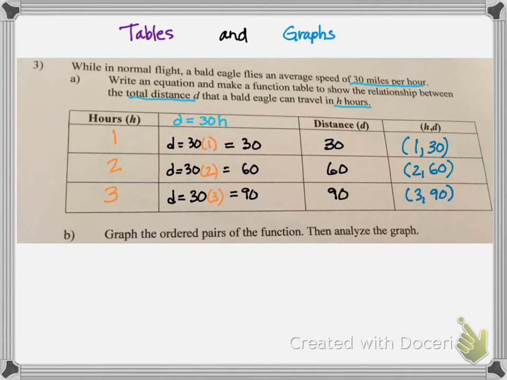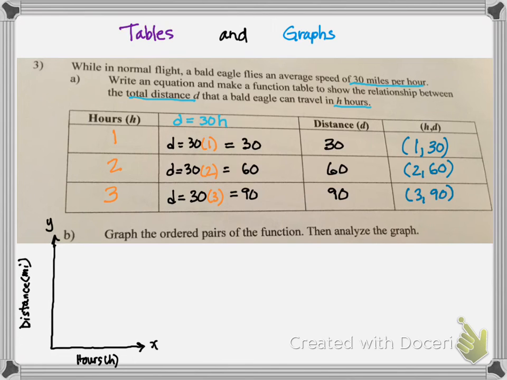So graphing is pretty straightforward. Analyzing means we have to interpret what we're seeing. So here's X, here's Y. This is hours, H, and I'm going to turn sideways, and this is distance, D. Actually, what am I talking about? I'm going to fix that one. It's in miles, because it was miles per hour.